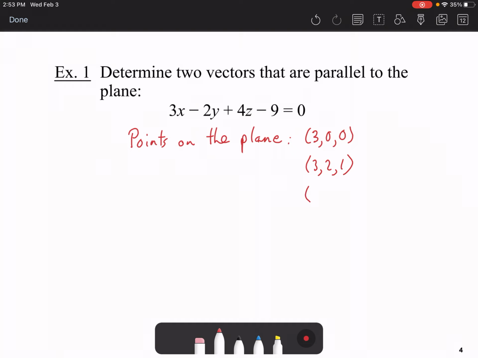And let me pick something else that's totally different. Let's change this first number to a 5. That'll give me 15 in the first number. That means I've got to subtract off 6 to make it 9. So let's make this a 3 and this one a 0. So these are some points on the plane. You can choose any points that fit on the plane, and there's an infinite number of options that you can choose.